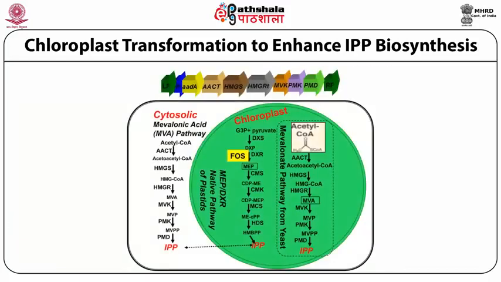Chloroplast transformation enhances IPP biosynthesis. We know there are two pathways producing IPP, one in the chloroplast and one in the cytosol. So what we have done, we wanted to increase the IPP level to see if we can use this system for producing some good molecules, some drugs. We overexpressed another pathway taken from yeast, expressing the whole pathway in the chloroplast, to see whether we can increase the IPP or not.